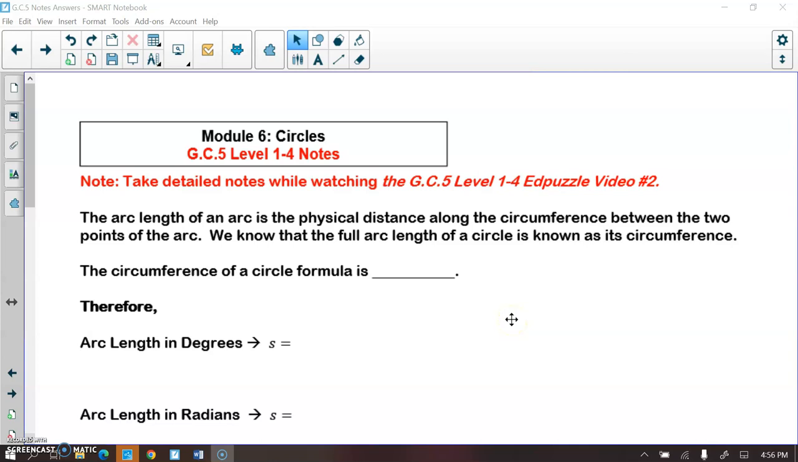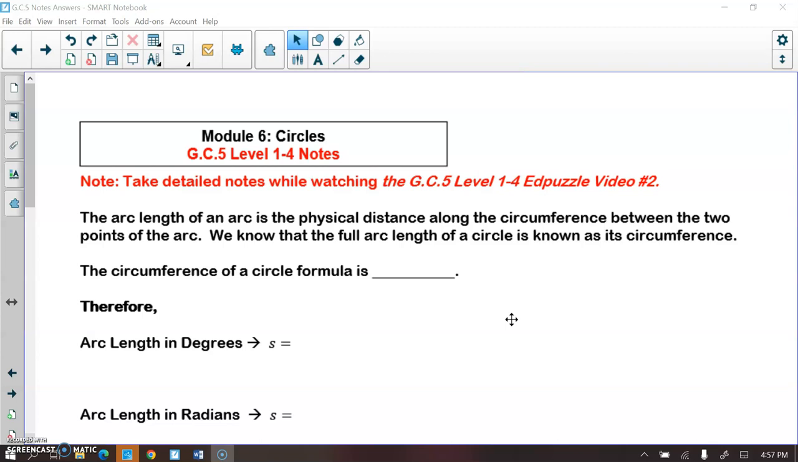All right, so arc length, remember I talked about arc length being if we took a string around the outside of a circle and then we laid that string out straight and we measured that string, how much would that string be in terms of centimeters, meters, any unit like that. So it's basically the physical distance along the circumference between the 2 points of the arc. We know that a full arc length of a circle would be the circumference of a circle.